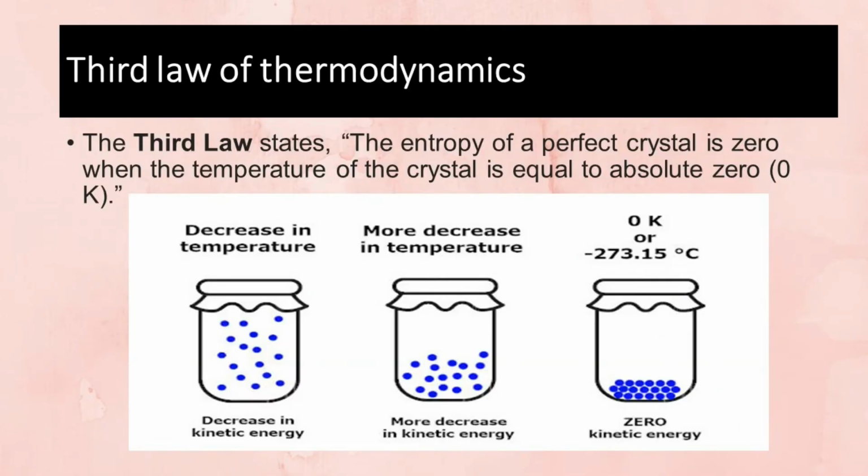The third law of thermodynamics states that the entropy of a perfect crystal is zero when the temperature of the crystal is equal to absolute zero.